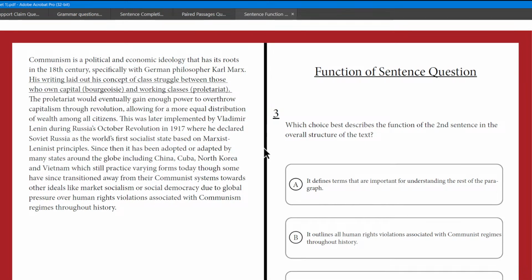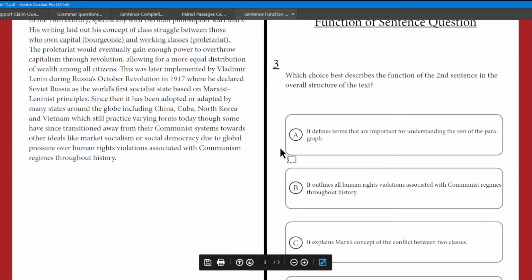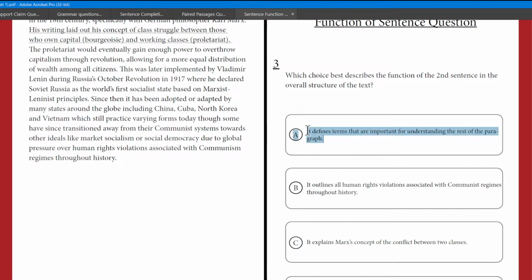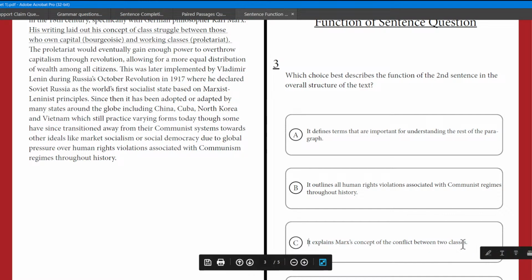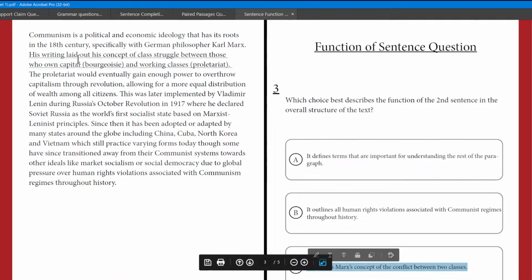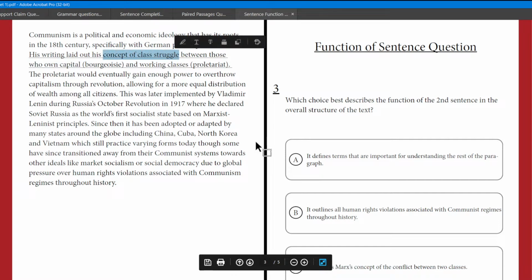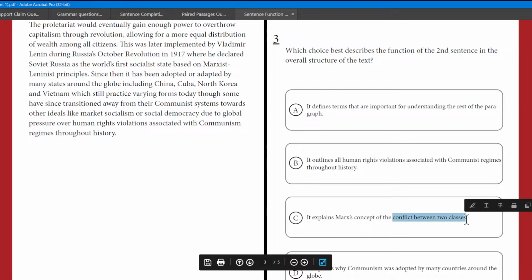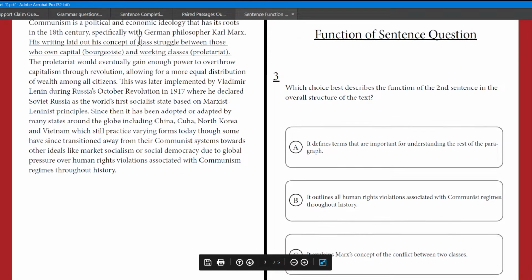Let's just run back that idea again because I saw a lot of people put C, a lot of people put A. If you're between two, if you feel like you got two good answers, then try to confirm that answer. Try to do something else to confirm it. And I can confirm C within the same lines: concept of class struggle, conflict between two classes. I can confirm it without even leaving this area. So that's a good point in C's favor.